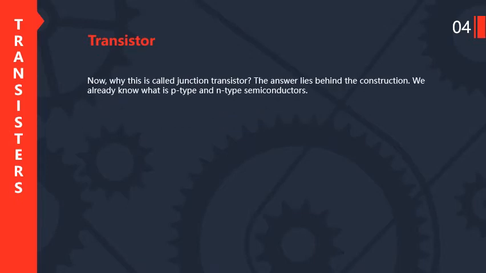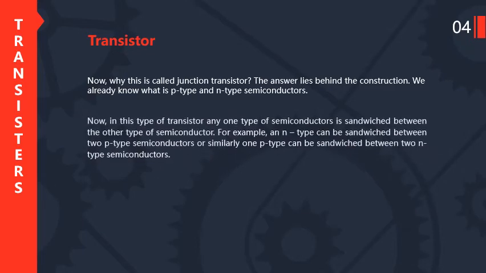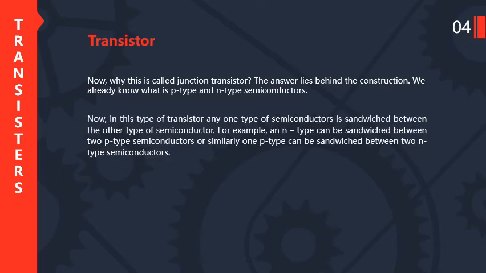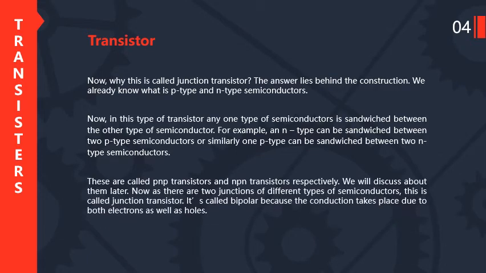Now, why is this called the junction transistor? The answer lies behind the construction. We already know what is p-type and n-type semiconductor. Now, in this type of transistor, one type of semiconductor is sandwiched between the other type of semiconductor. For example, an n-type can be sandwiched between two p-type semiconductors, or similarly, one p-type can be sandwiched between two n-type semiconductors. These are called PNP transistor and NPN transistor respectively. We will discuss about them later.